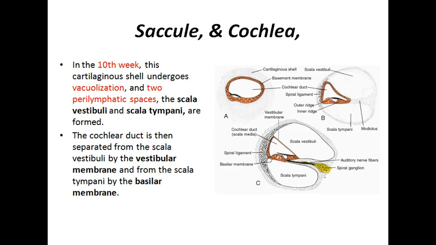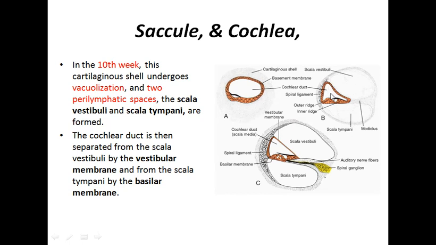Now in the 10th week, this cartilaginous shell undergoes vacuolization and two perilymphatic spaces are formed. Now look at picture A first. This is the cochlear duct, right? This is the surrounding mesenchyme, if you can see the dark gray color, ठीक है? अब इस surrounding mesenchyme में दो spaces, दो vacuoles आ जाएंगे, right? ये दो vacuoles जो हैं, ये एक हो जाएगा scala vestibuli and this will be the scala tympani, right? So scala vestibuli and scala tympani के बीच में अब हमारे पास cochlear duct हो जाएगी.